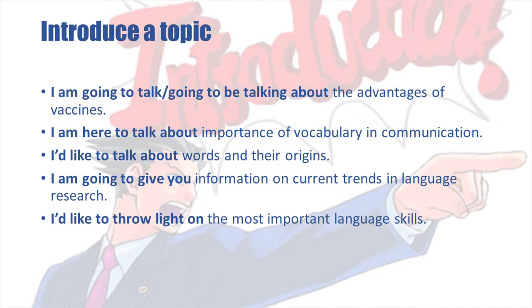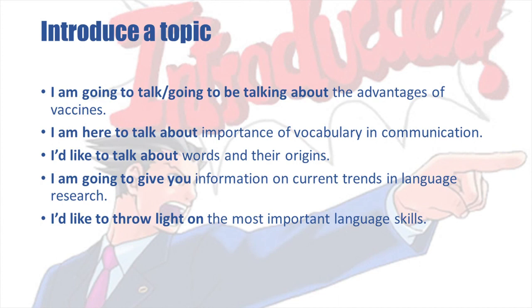I'm here to talk about the importance of vocabulary in communication. I'd like to talk about words and their origins. Okay, that's another example. I'm going to give you information on current trends in language research. Okay, I'd like to throw light on. Okay, this is a less often used phrase, and you could also say I've chosen to talk about, when they ask you to select a topic, or talk about a topic of your choice. So you could say I've chosen to talk about. That's another way.